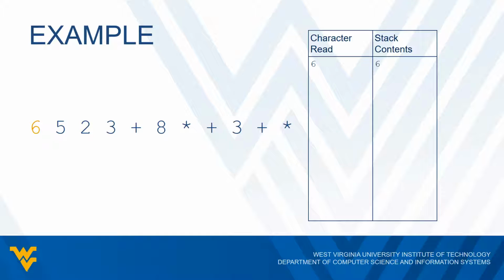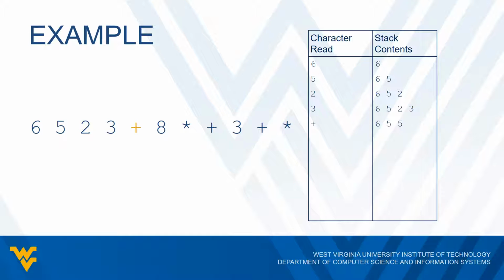The first thing we read is a 6, so we will push that onto the stack. We next read the 5, so we'll push the 5 onto the stack. We next read the 2, so we're going to push that onto the stack. We'll then read the 3, so we'll push that also onto the stack.